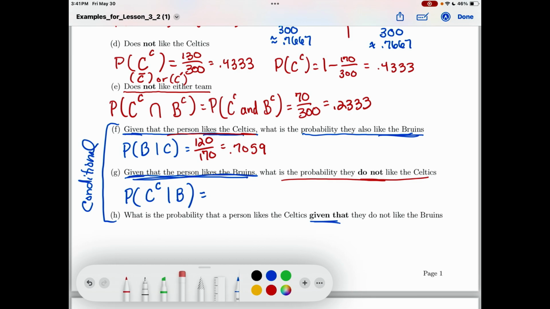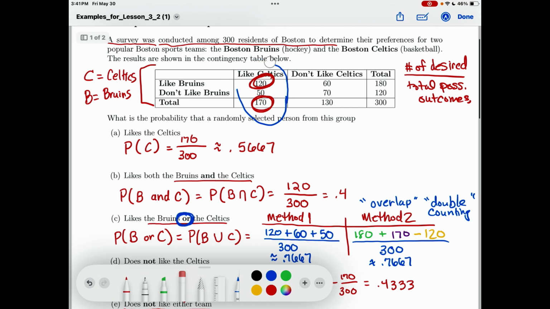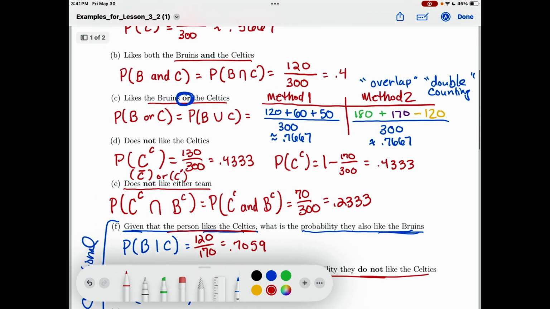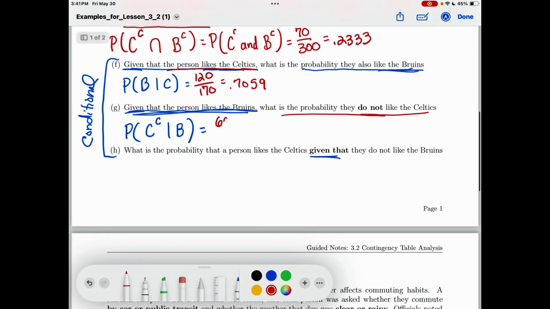Because our assumption is that they like the Bruins, we're only looking at the people that like the Bruins. So we're looking at just this group right here. Out of the group that like the Bruins, how many don't like the Celtics? That would be 60 out of 180. So when I take 60 and divide by 180, I get 0.333 repeating, and we just round it to 4 places as 0.3333.